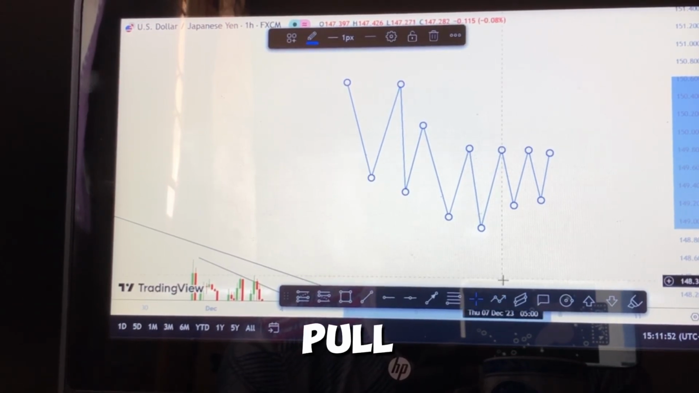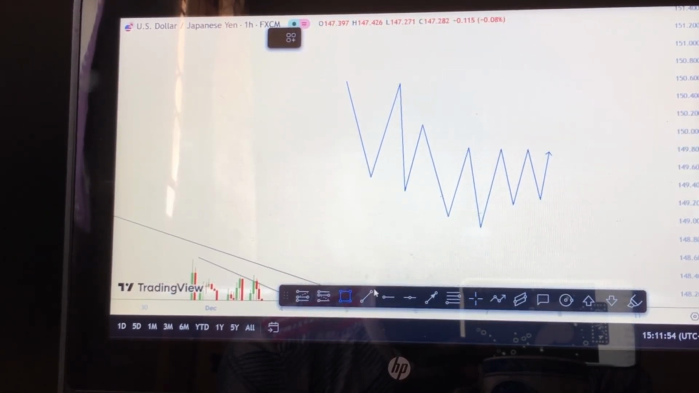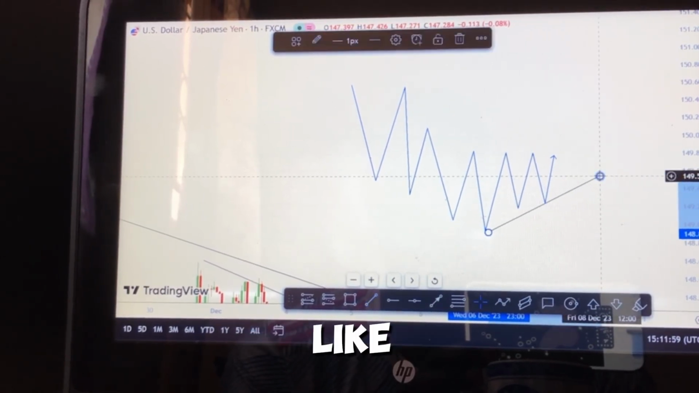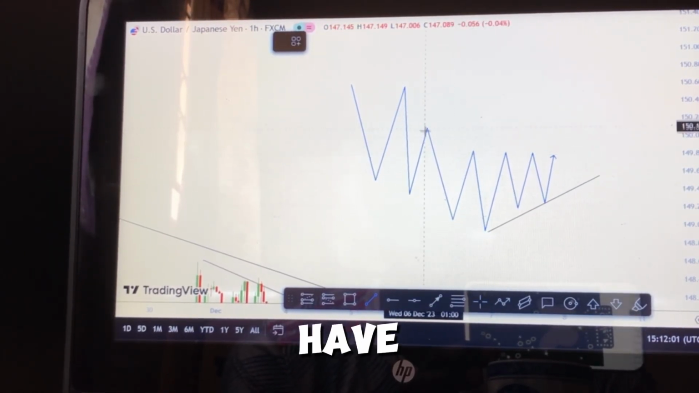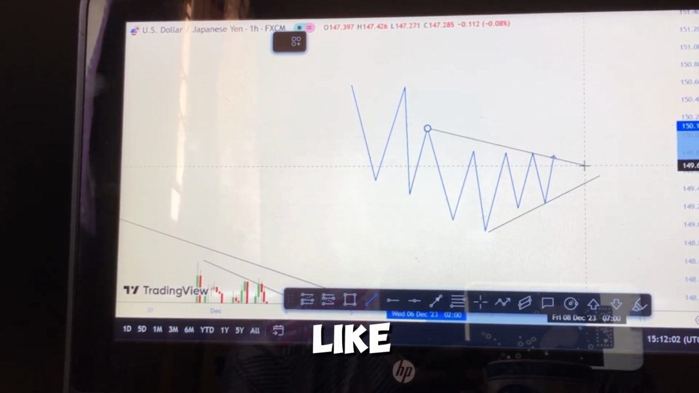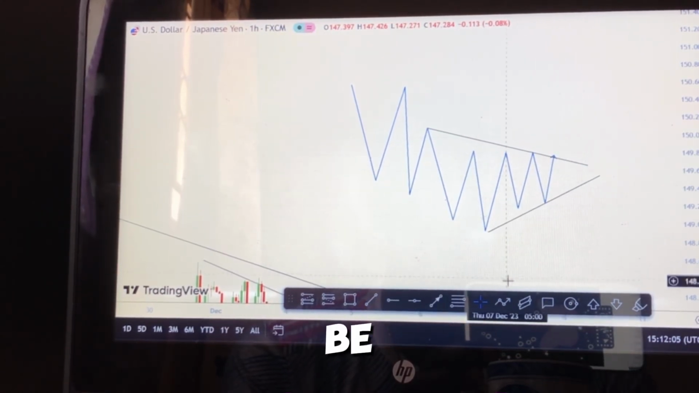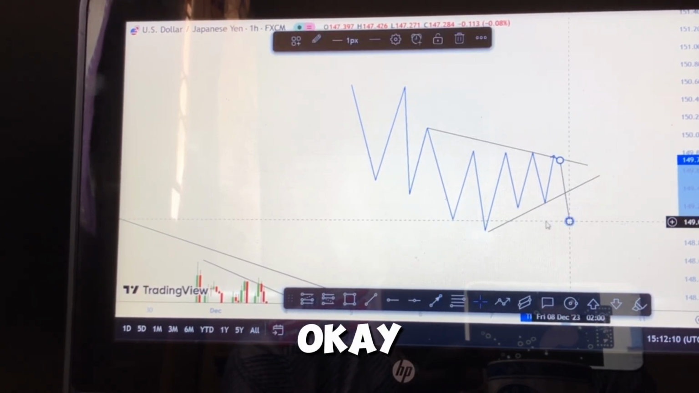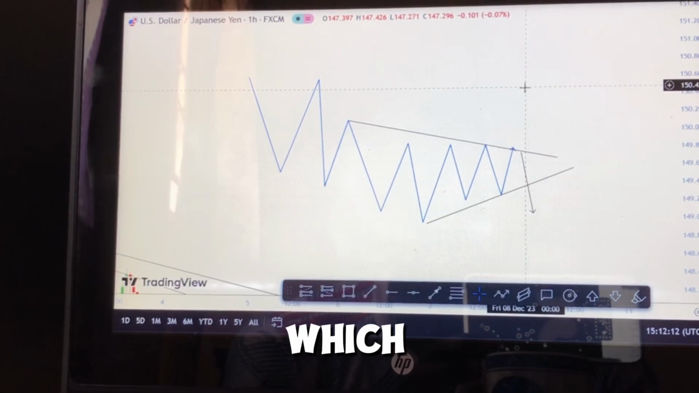Then you have to pull down your trend and form the flag pattern, where you will have something like that, and then something like that. From there you would be anticipating that the market would surely drop down from here, because this is already a pattern which you should be looking at.